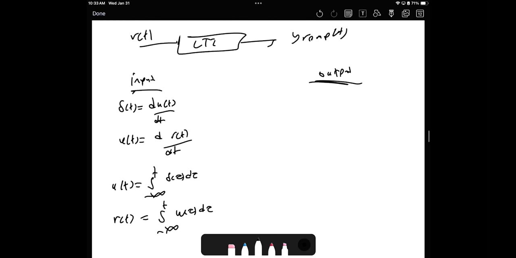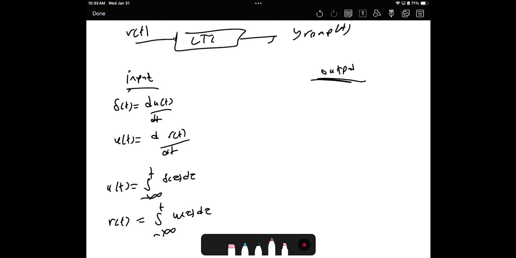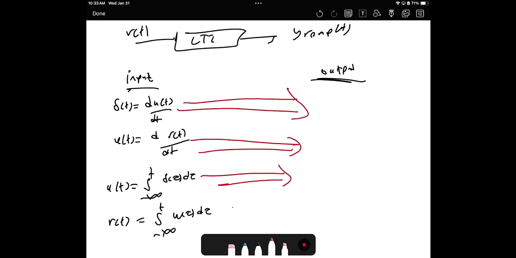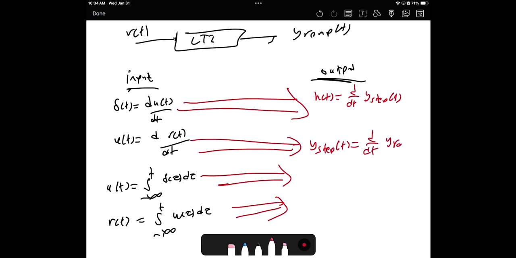So what matters here in LTI system, something interesting. In LTI system, what's applied in inputs can be applied on outputs. That's something interesting. This means if we know the step response, we can find the impulse response or ramp response easily without doing all of the calculation. Likewise, I would say h of t equals the time derivative d by dt of y step of t. And I would say y step of t equals the time derivative d by dt of y ramp of t.